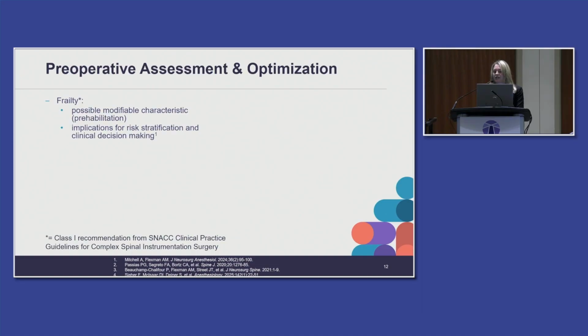Advances in anesthesia and surgical techniques have allowed our elderly and potentially frail patients to undergo neurosurgical procedures that wouldn't have been offered to them in the past. This, coupled with the world's aging population, means we need to focus on frailty as a potential modifiable characteristic. There's still a paucity of literature about how much prehabilitation does. Some of the literature is currently conflicting for spine surgery, but it also has implications for risk stratification and further clinical decision making.